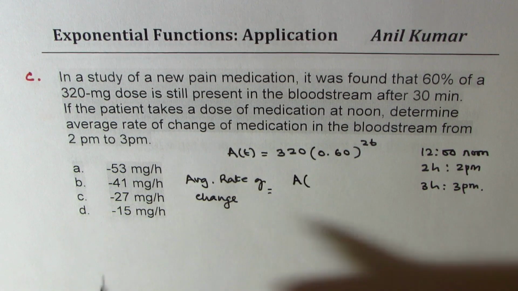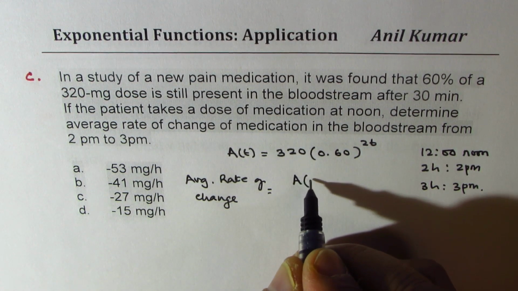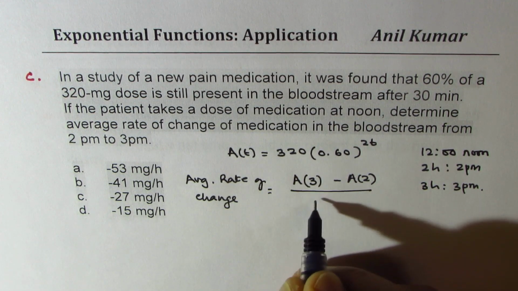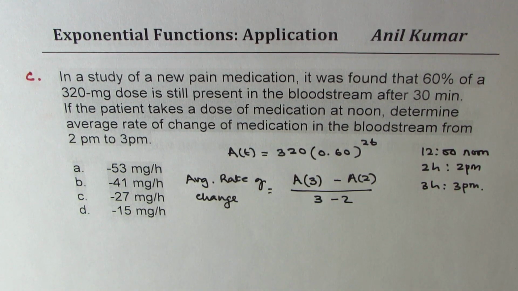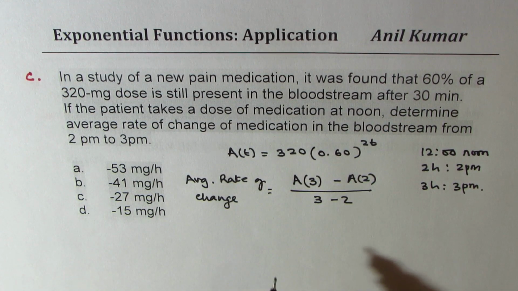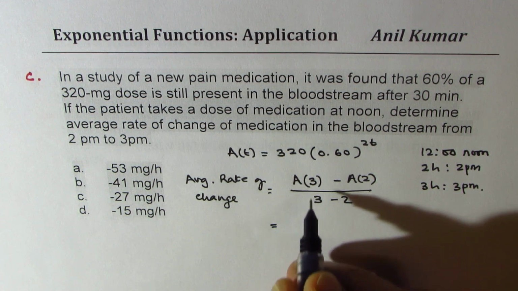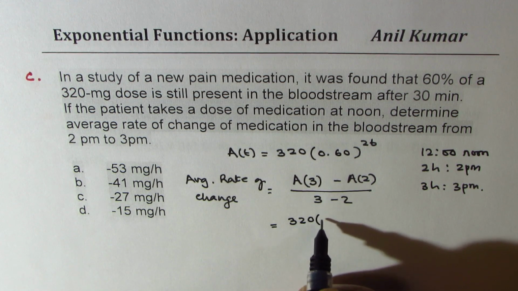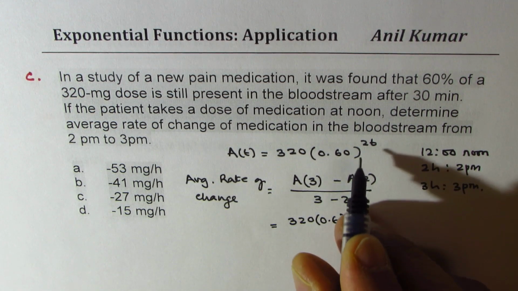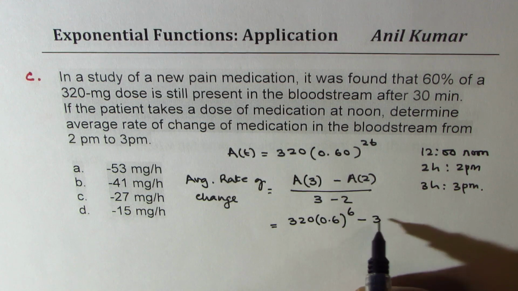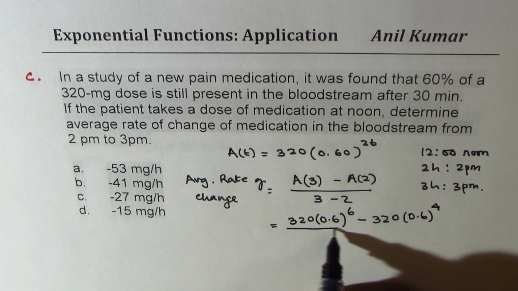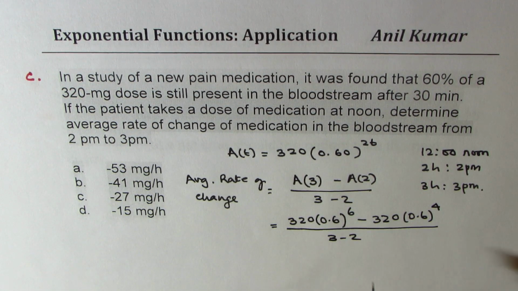The change in the medication level after 3 hours minus A of t = 2, divided by 3 minus 2, right? So that becomes the average rate of change for that hour between 2 to 3 p.m. So for 3, we'll substitute 3 for t. So we get the equation 320 times 0.6 to the power of 2 times 3, which is 6, minus 320 times 0.6 to the power of 4, divided by 3 minus 2, right?